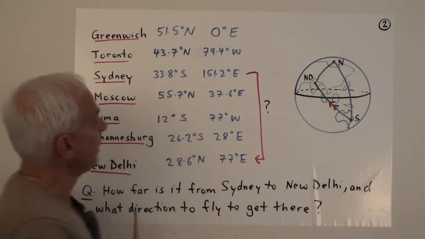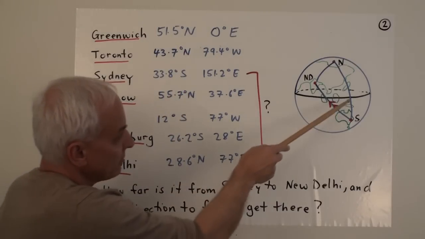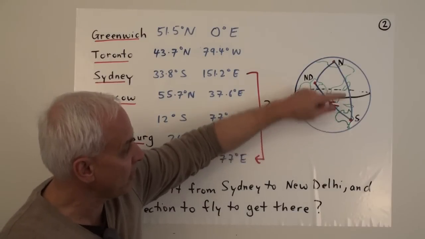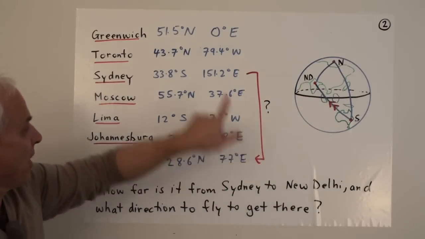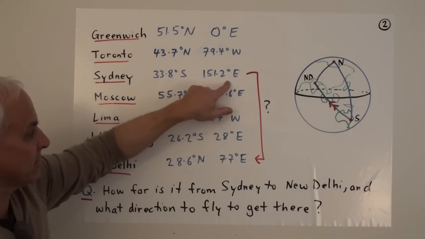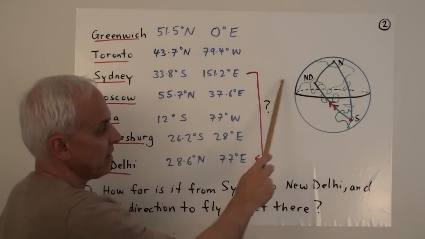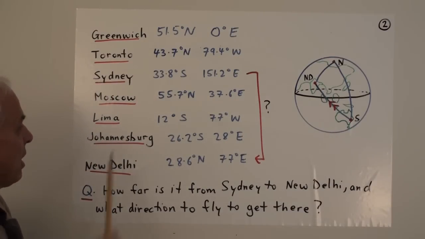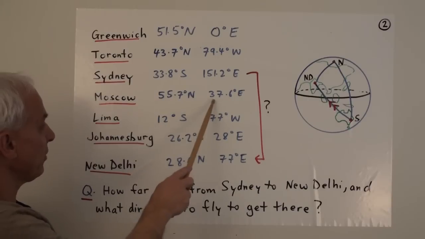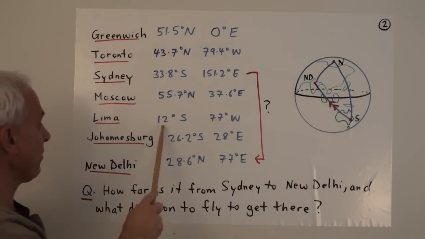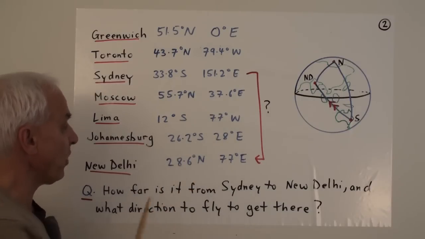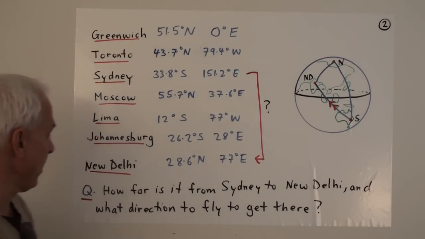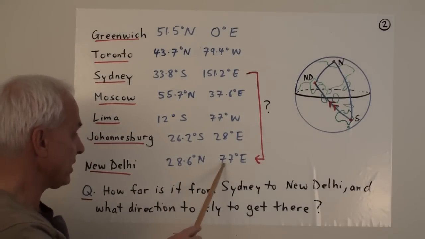Sydney, down here, is 33.8 degrees south, so that's how far south you have to go. It's the angle subtended at the center of the sphere between the equator and Sydney, while it's 151.2 degrees east. So Greenwich is almost on the other side of the world. You have to go almost all the way around to get to Sydney. Moscow's at 55.7 degrees north, 37.6 degrees east. Lima in Peru, 12 degrees south, 77 degrees west. Johannesburg, 26.2 degrees south and 28 degrees east. And New Delhi, 28.6 degrees north, 77 degrees east.